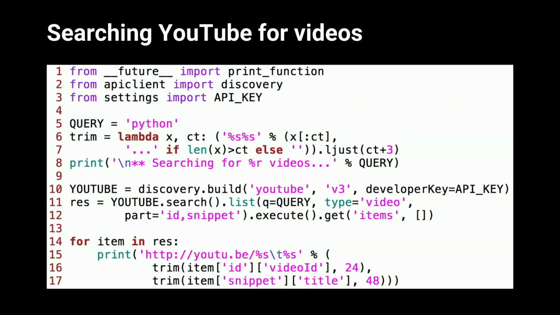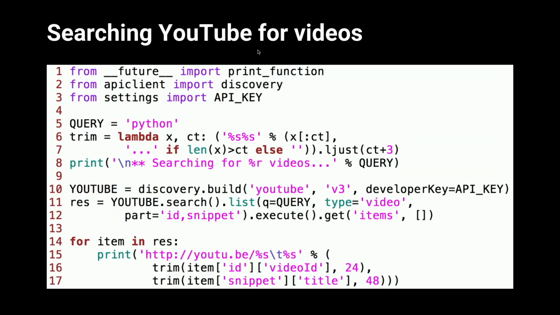And then in lines 14 through 17, this is all just normal Python. It has nothing to do with the APIs themselves. We're just iterating through what we get back that was stored as the result, or res, and then we iterate over that and print out every YouTube video that we uncover. Okay, so let's take a look at this in action.